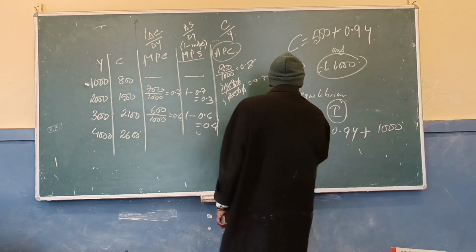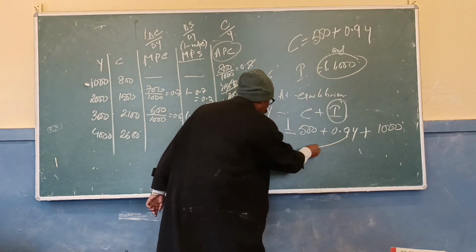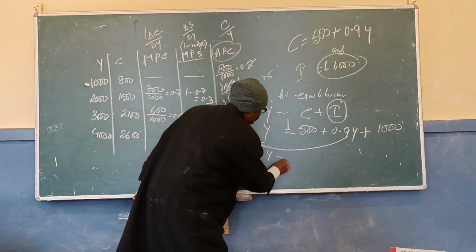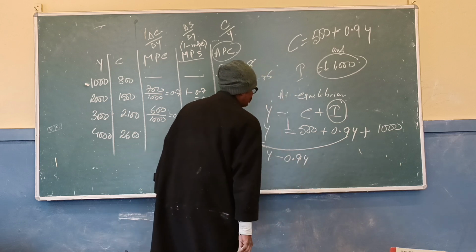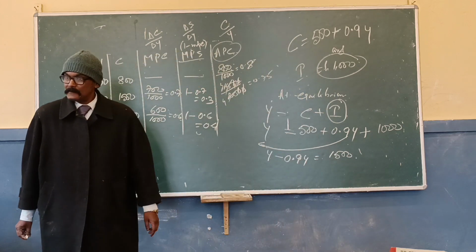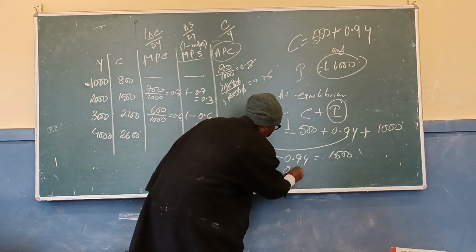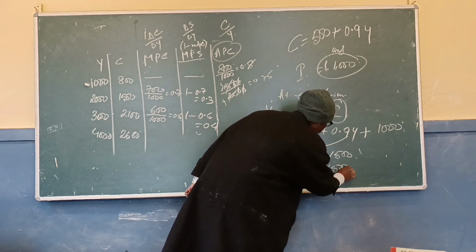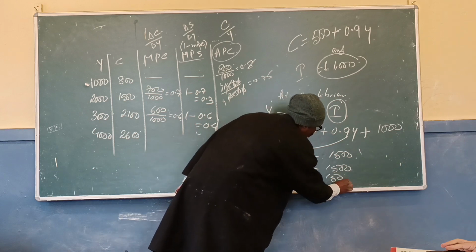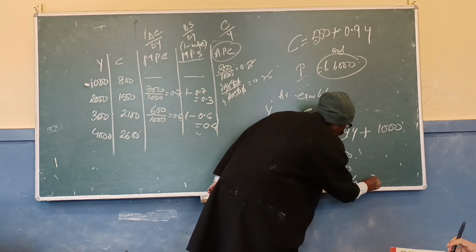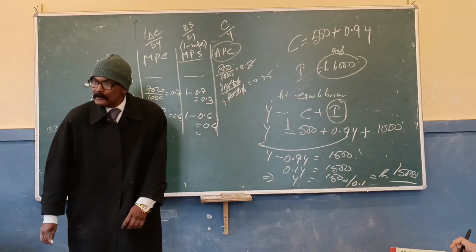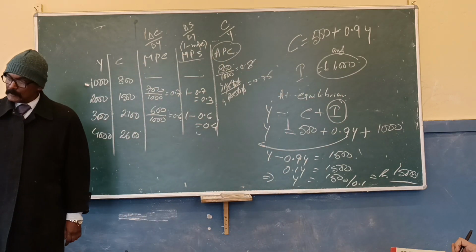1,000. What will I do? I will take this one to this side. Is it okay? So how much does it become? Y minus 0.9Y is equal to 1,500. Okay? So 0.1Y is equal to 1,500. This implies Y is equal to 1,500 divided by 0.1, which is equal to rupees 15,000. Is it okay? Done? Good.